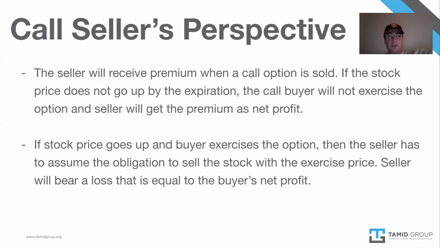So the seller will receive a premium when a call option is sold. If the stock does not go up by the expiration, the call buyer will not exercise the option and the seller will get the premium as net profit. If the stock price goes up and the buyer exercises the option, then the seller has to assume the obligation to sell the stock at the exercise price. The seller will bear a loss that is equal to the buyer's net profit.